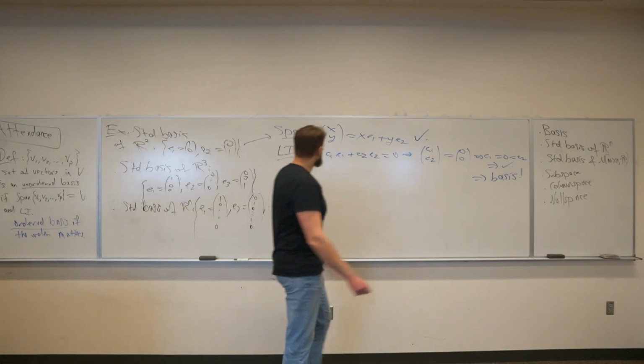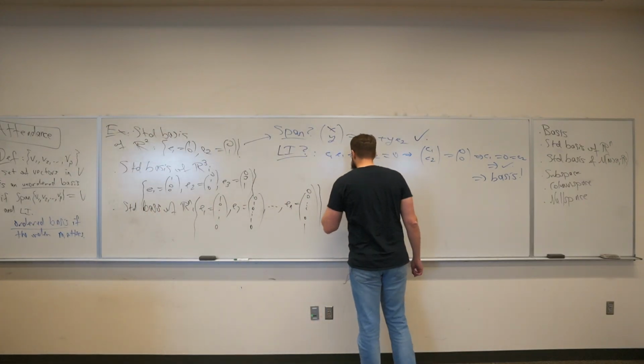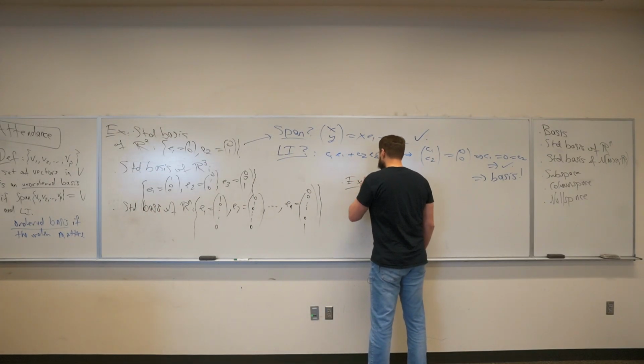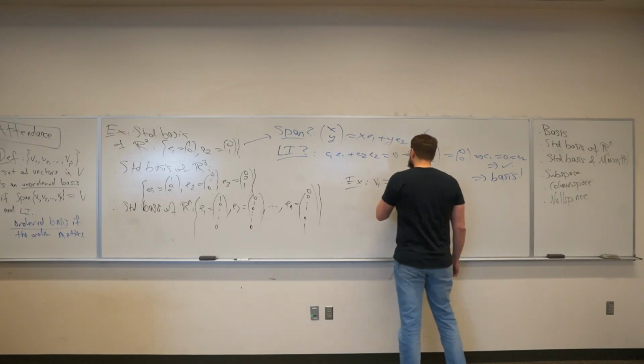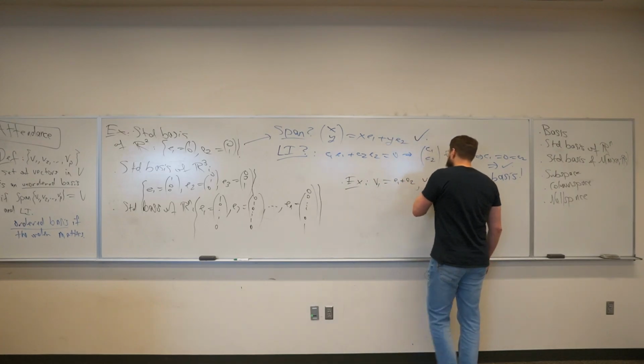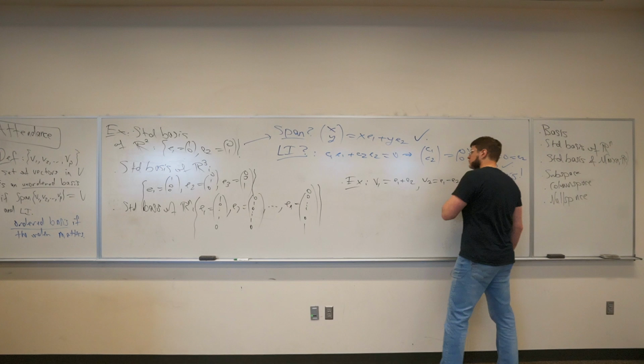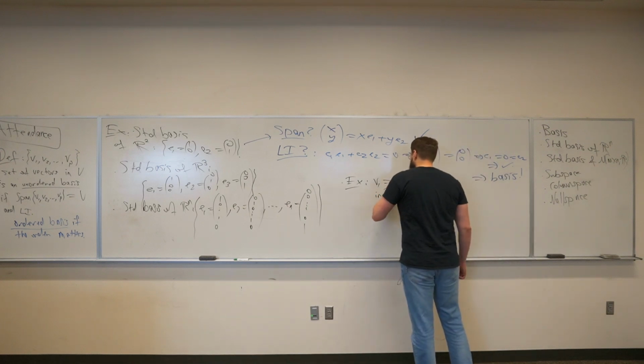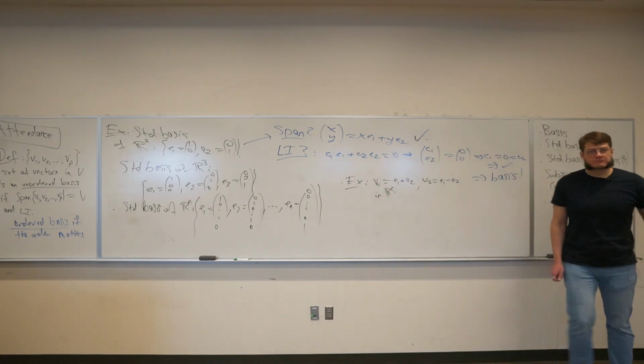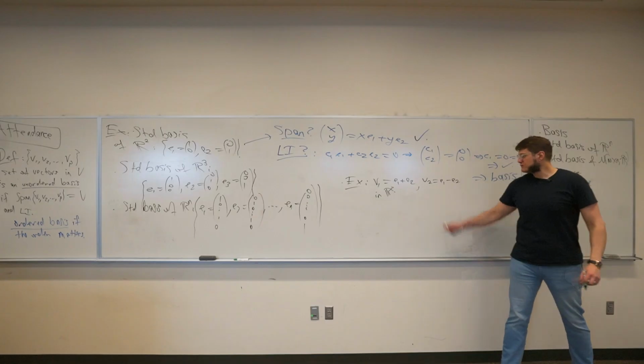I can also use the diagonals, for instance. Here's another basis example. V1 is E1 plus E2. V2 is E1 minus E2 in R2. So V1 is (1, 1). V2 is (1, -1).